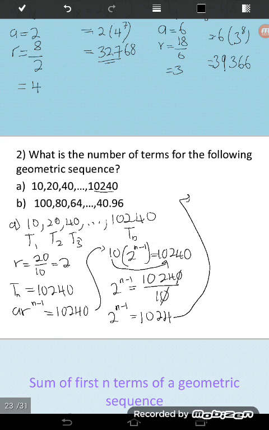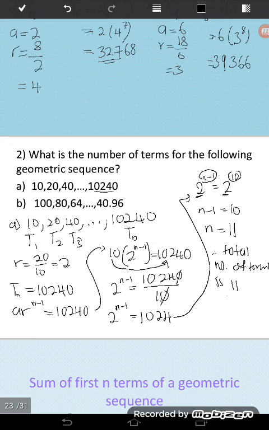How do we solve the index? Do you remember how to solve it? If you notice, 1024 is 2 power of 10. Right. So 2 power of 10. Since here is 2 and here is 2, you can equate the power with the power. So n minus 1 is equal to 10. So n is equal to 11. Therefore total number of terms is 11. So altogether it has 11 terms.